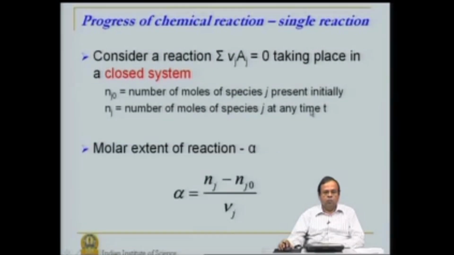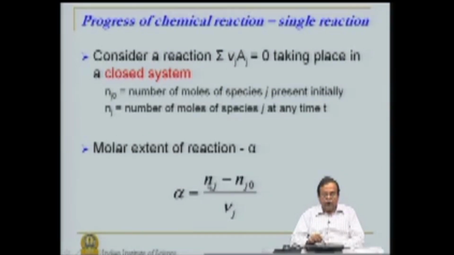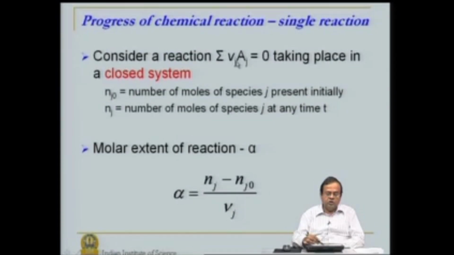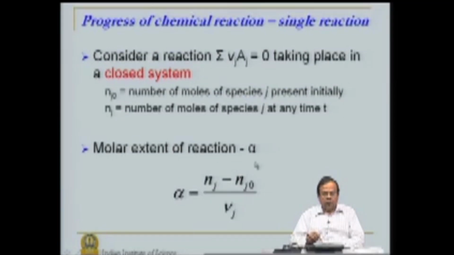Then I define my extent of reaction, molar extent of reaction alpha, as a measure of progress of my reaction. And how is alpha defined? Alpha is defined as the ratio of the difference between the moles present at any time t, Nj, minus what we started out with, Nj0. So, this is actually how much has changed in the reaction from its starting point, divided by the stoichiometric coefficient of this species Aj, that is nu j. Let me repeat, molar extent of reaction alpha is defined as the change in number of moles of species J, that is Nj minus Nj0, divided by nu j, the stoichiometric coefficient. And this is my first measure of progress of reaction.